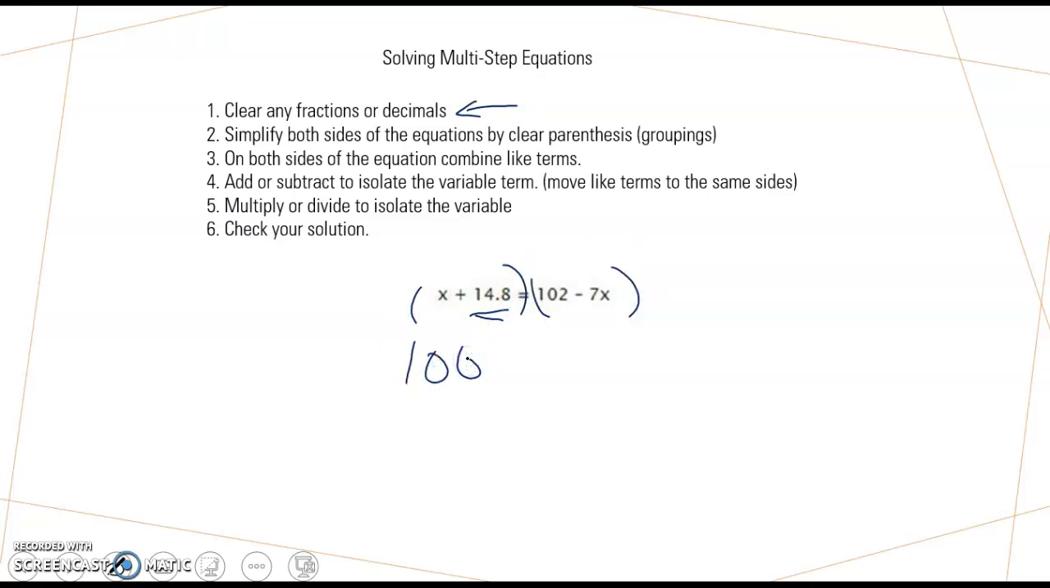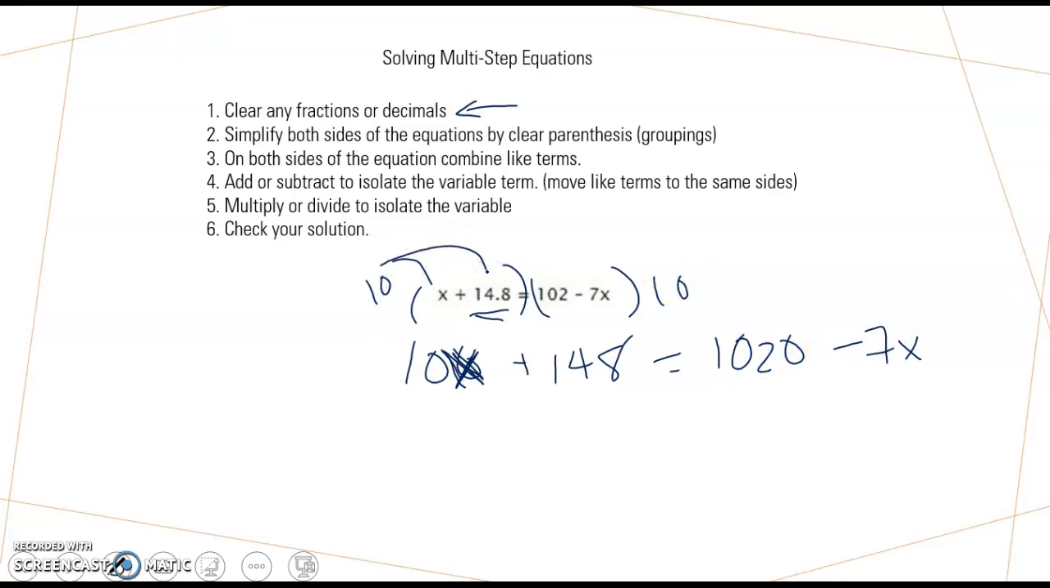So 10x plus 148 equals 10,020 minus 7x. Because what you do to one side, just distribute it. And now you can simplify both sides. You did the distributing. Combining like terms, this one just has a 10x and a constant on the left-hand side, and a constant and a 7x on the right-hand side. So we don't have to combine like terms on this one.